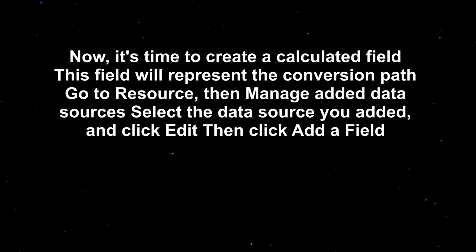Now, it's time to create a calculated field. This field will represent the conversion path. Go to Resource, then Manage Added Data Sources. Select the data source you added, and click Edit, then click Add a Field.